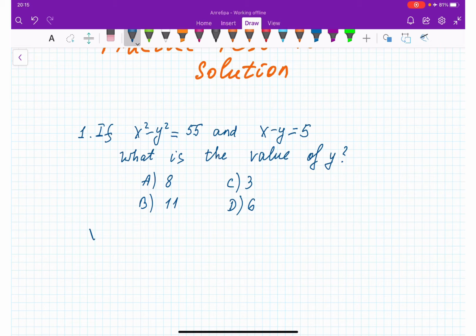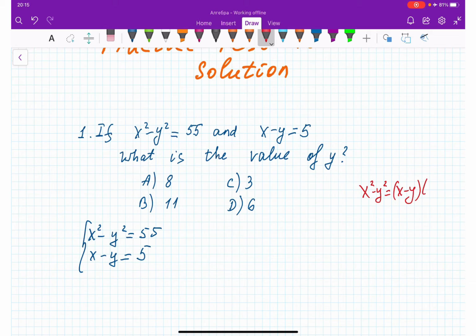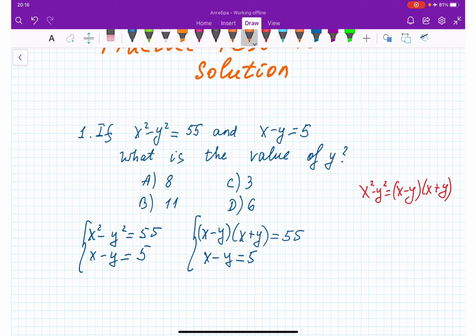And that's going to be x squared minus y squared equals 55, x minus y is equal to 5. Okay, so let's solve it. X squared minus y squared is, just to remind you, a difference of squares. It's x minus y times x plus y, yes? Okay, so I'm writing down x minus y times x plus y is equal to 55 and x minus y is equal to 5. So since x minus y is equal to 5, yes, I'm going to plug it in here. Okay?